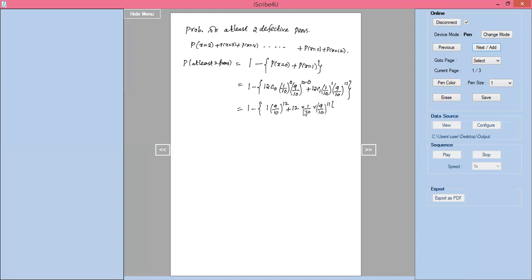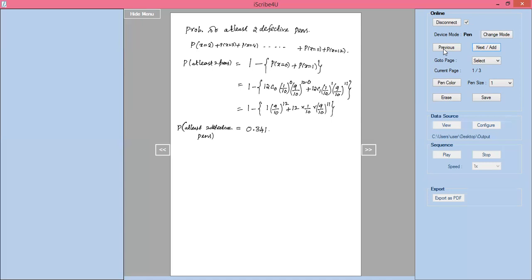So if you simplify this, how much will you get? We will get 0.341. This is the probability of at least two defective pens: 0.341.